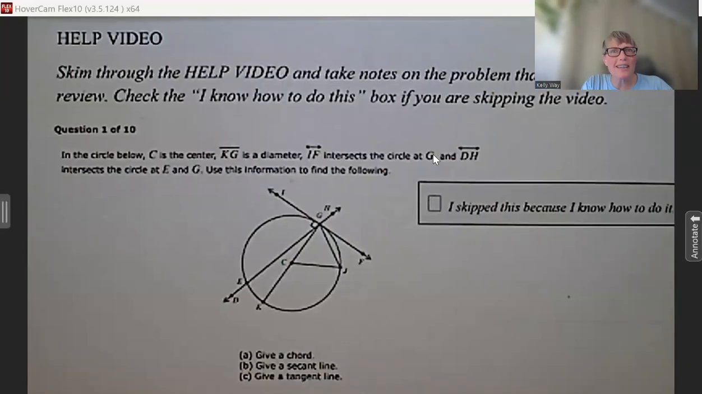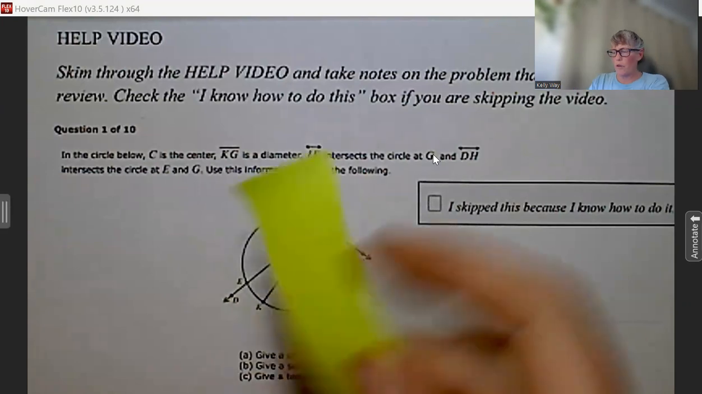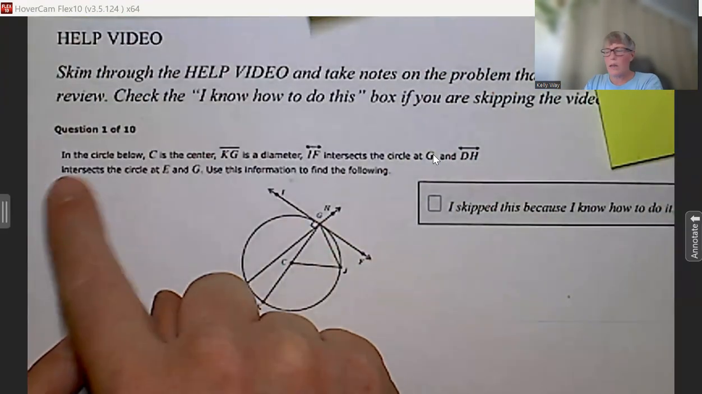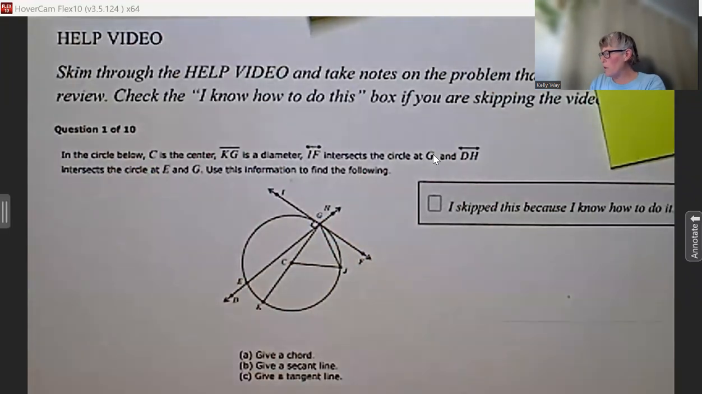Hi there, students. This is the help video for the ALEX take-home practice quiz 7.1 to 7.3. Make sure you have post-it notes handy, 2 of them, because they're going to be very useful for this particular lesson. I'm going to do a few examples here, said in the circle below.